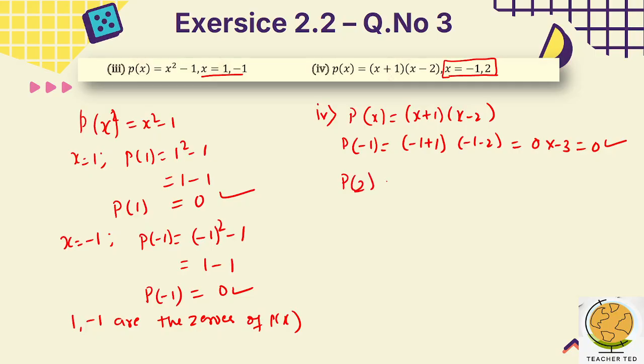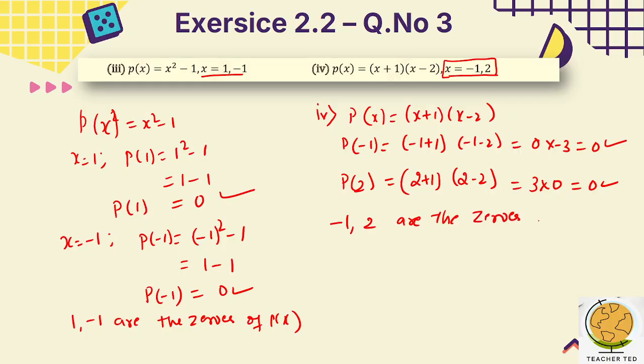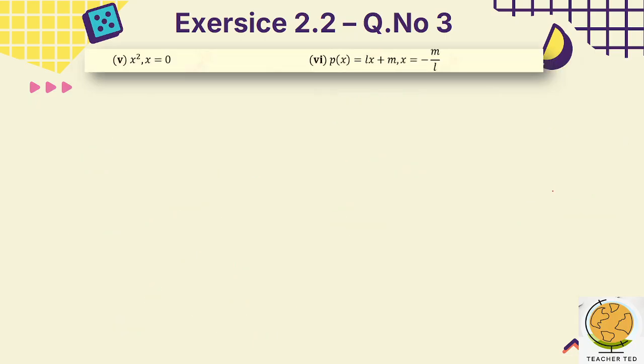Let us check with p of 2. 2 plus 1 and 2 minus 2. So that is 3 into 0. Again it is 0. So we can say both the values, which are minus 1 and plus 2, are the zeros of the given polynomial p of x. I think all of you understood this.